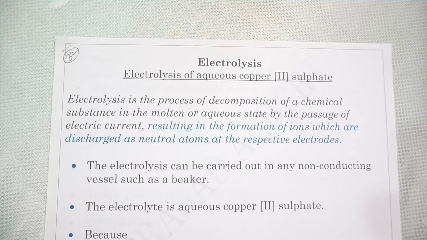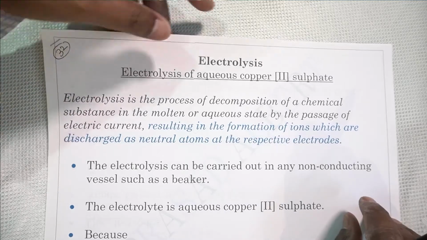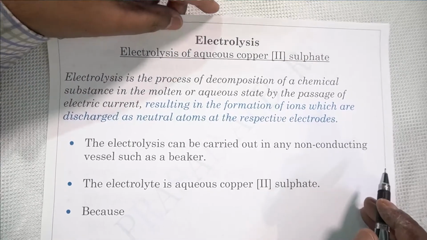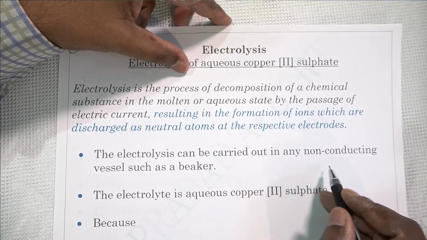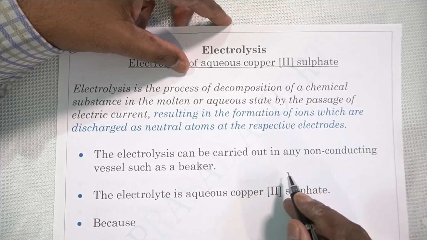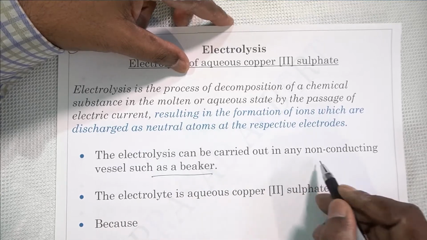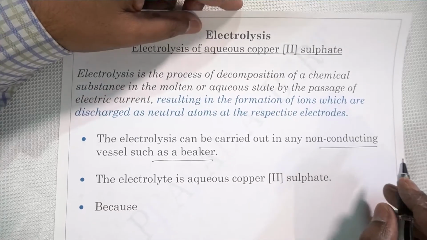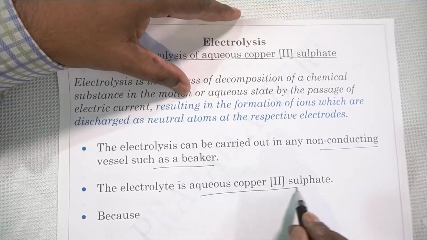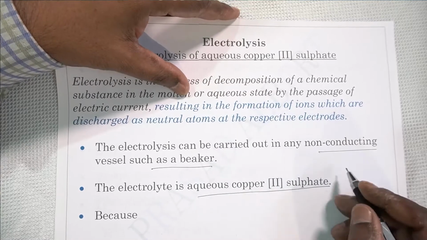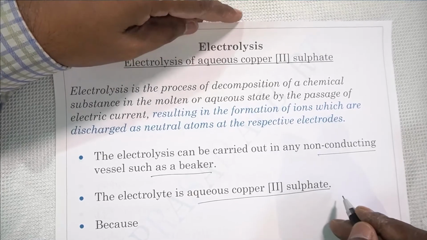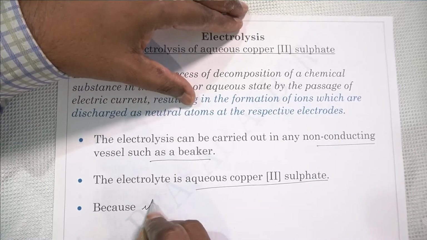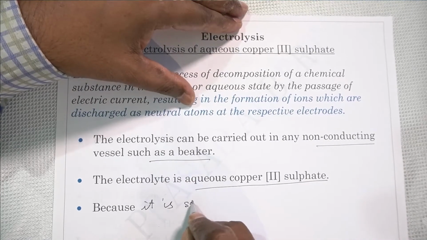We know that electrolysis is the process of the decomposition of a chemical substance in the molten or aqueous state by the passage of electric current. Now, in this example, the electrolysis of aqueous copper sulfate, we can carry out the electrolysis in any non-conducting vessel, such as a glass beaker. No special device is required. And the electrolyte is aqueous solution of copper sulfate. Copper sulfate is an ionic compound and it is soluble in water, so we can prepare an aqueous solution of copper sulfate.